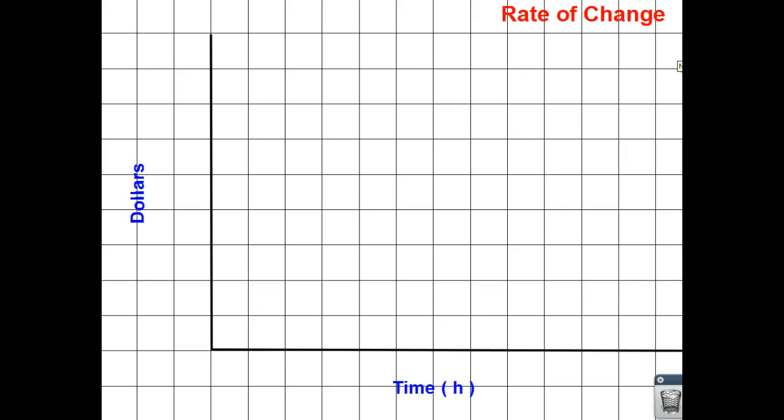All right, the last part of this is the main part. We're going to be talking about constants of proportionality. We're going to be talking about rate of change. And if I'm looking at this graph right here, it has a comparison of time versus dollars. Okay, so let's label our axes.